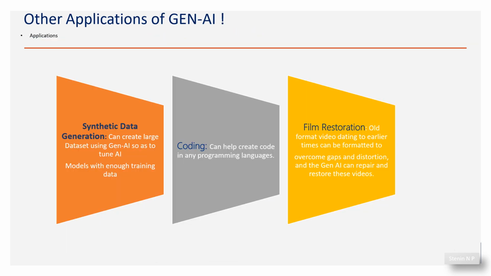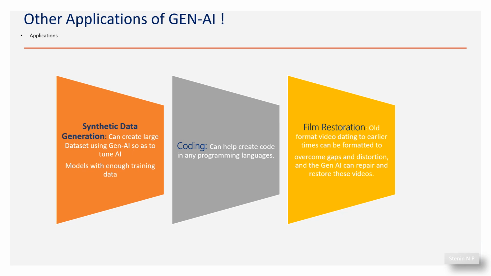Now, other applications of Gen AI are classified here into three main things: synthetic data generation. As you've seen in the first slide, synthetic data becomes very essential for AI models, because the corpus of data required is too huge, and getting this huge amount of data becomes difficult. Especially in today's scenario, in autonomous vehicles, more than 50% of the data generated is synthetic.